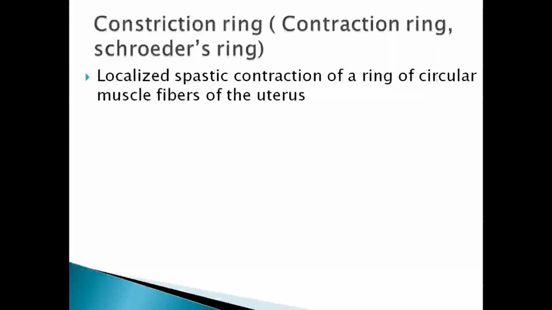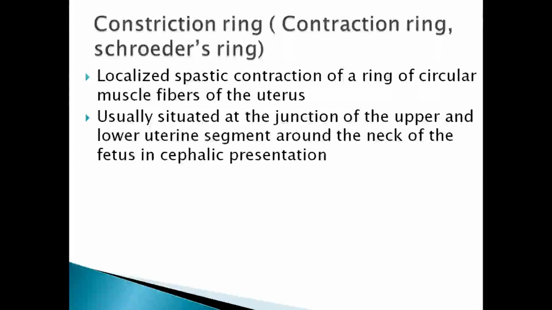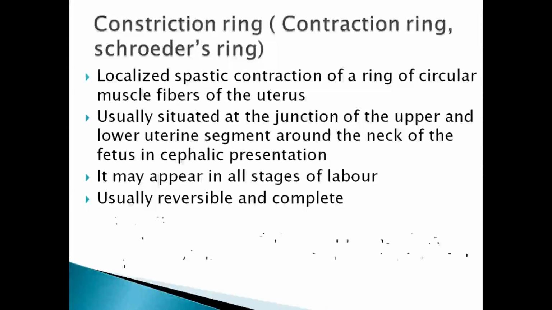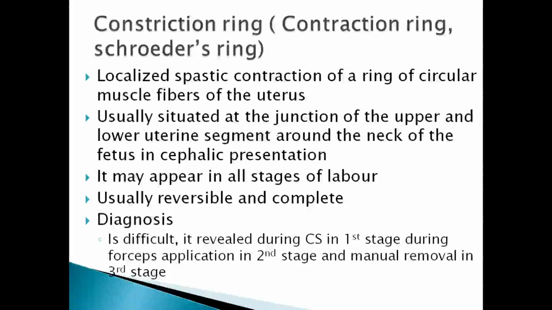Constriction ring, otherwise known as contraction ring. It is the localized spastic contraction of the ring of the circular muscle fibers of the uterus, usually situated at the junction of upper and lower uterine segment around the neck of the fetus in cephalic presentation. It may appear in all stages of labor, usually reversible and complete. Diagnosis is very difficult.